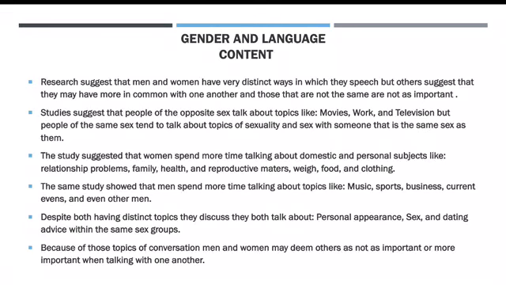Despite both men and women having distinct topics that they discuss, they also have quite a few that they have in common. For example, personal appearance, sex, and dating advice are topics both men and women have in common with one another. So even though they may not speak about them to each other, they still have those same topics of conversation with people of the same sex.